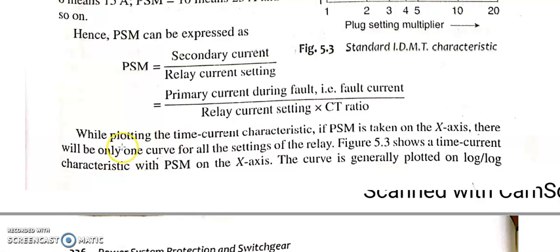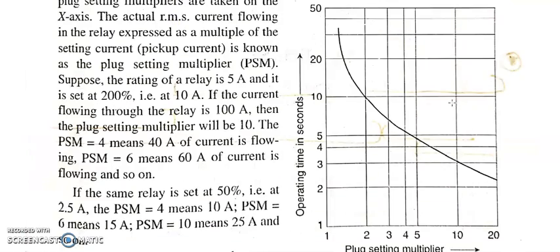So that's why for time current characteristics the plug setting multiplier is taken on the x-axis, whereas time is taken on the y-axis. This plot is generally plotted on a log scale.